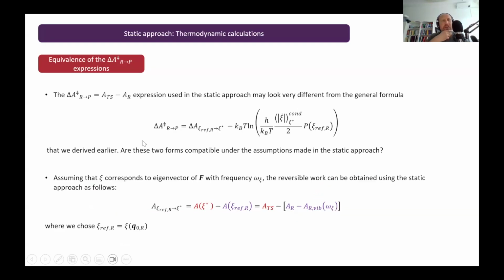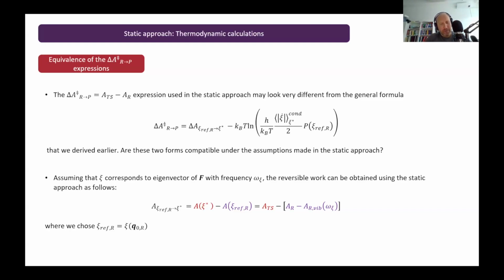One more thing you might wonder: the formula that we used to compute activation free energy using the static approach was the simple one. It was just the free energy difference between transition state and reactant. Whereas at the beginning of my talk, we arrived at a bit more complicated general formula. Now you might wonder whether these two expressions are compatible. In other words, starting from the more general formula and implementing the assumptions made in the static approach, can we indeed arrive at this form, as we should?